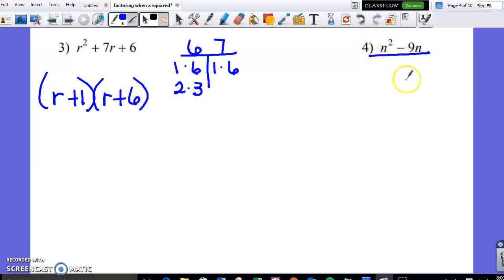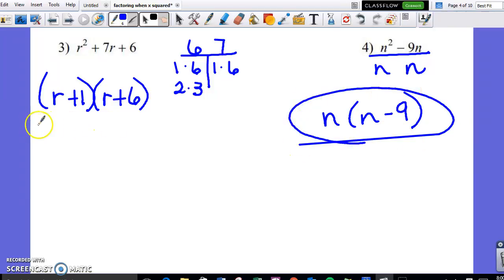Right here, is there a GCF? They both have an n. So I can take that out and have n minus 9. I look inside. Is there a GCF in here? No. Difference of squares? No. And I can't do a t-chart because it's not 3 terms. So this is my final answer.